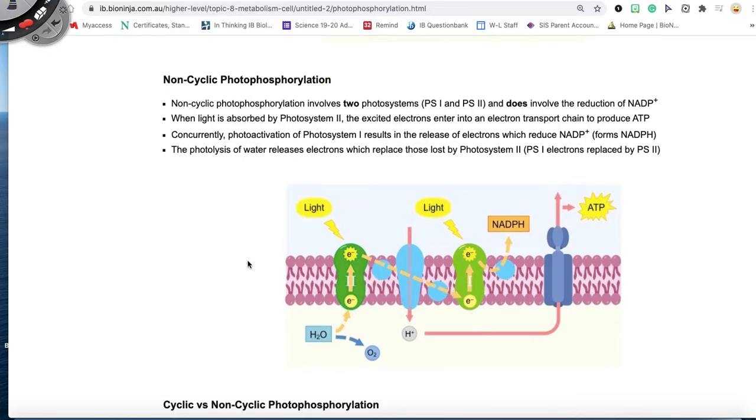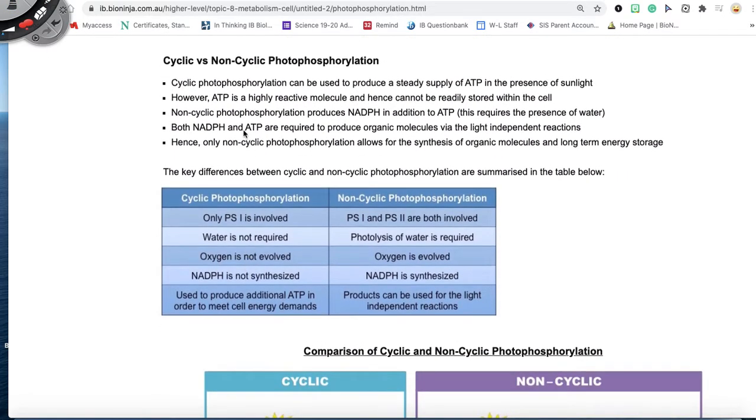So here let's look at a comparison of the two. In cyclic photophosphorylation, only photosystem 1 is involved. In non-cyclic, both photosystem 1 and photosystem 2 are involved. In cyclic, water is not required. In non-cyclic, water is required. In cyclic, oxygen is not evolved or produced. In non-cyclic, oxygen is evolved or produced.